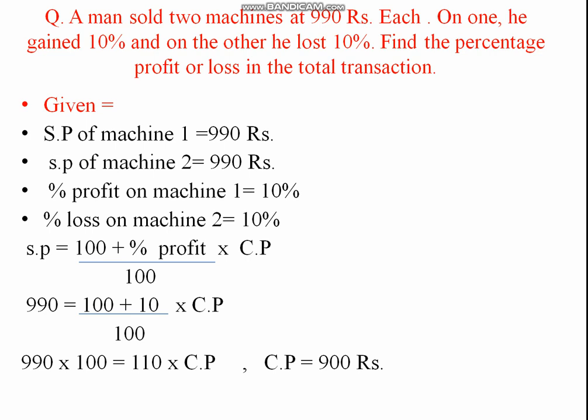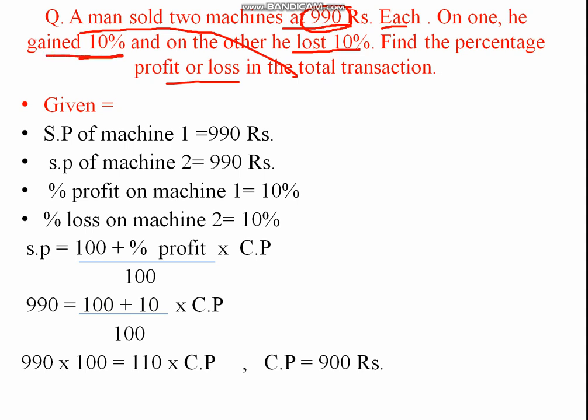Now see another question. A man sold two machines at 990 rupees each. On one he gained 10% and on the other he lost 10%. Find the percentage profit or loss in the total transaction. We have to find this. The given things are the selling prices of two machines. Each machine has a selling price of 990 rupees. For one machine the information given is that he gained 10%.